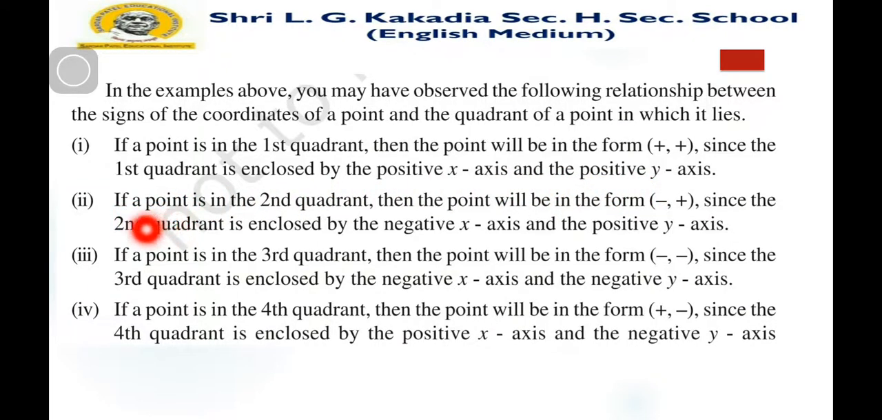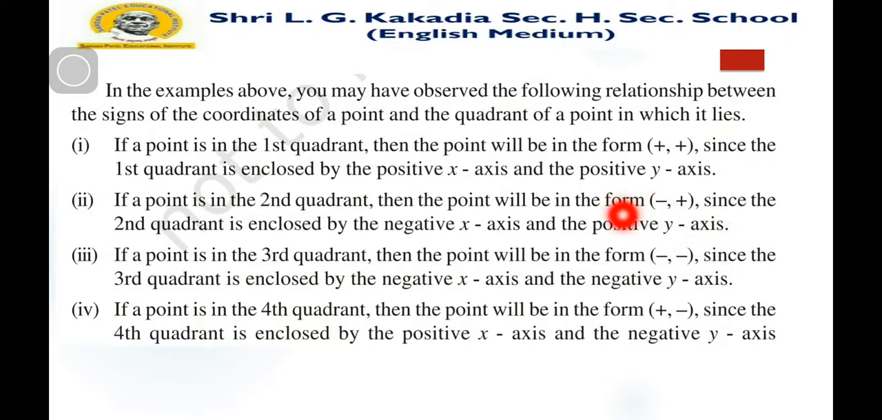Now, if the point is in the second quadrant, then the point will be in the form minus plus, because we know that in the second quadrant there is the negative x axis and positive y axis. So the x coordinate will be negative, and the y coordinate will be positive. Since the second quadrant is enclosed by the negative x axis and positive y axis, as well as in quadrant 3 the point will be of the form negative x and negative y.